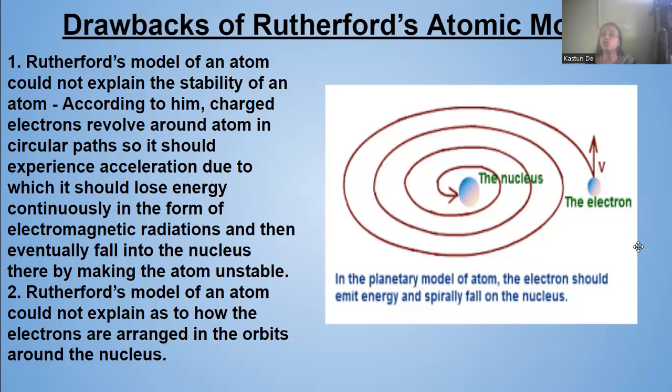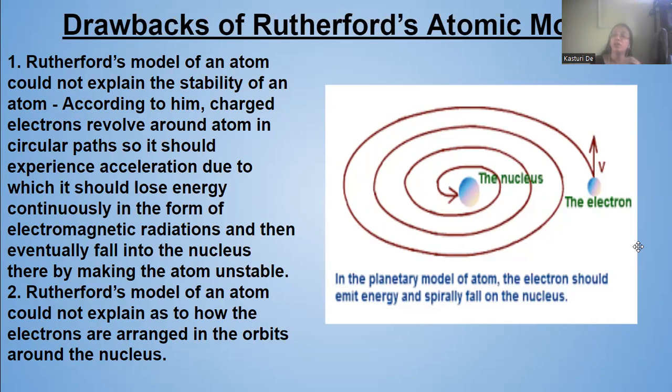According to him, charged electrons revolve around the nucleus in a circular path. So they should experience acceleration, due to which they should lose energy continuously in the form of electromagnetic radiation and then eventually fall into the nucleus, thereby making the atom unstable.